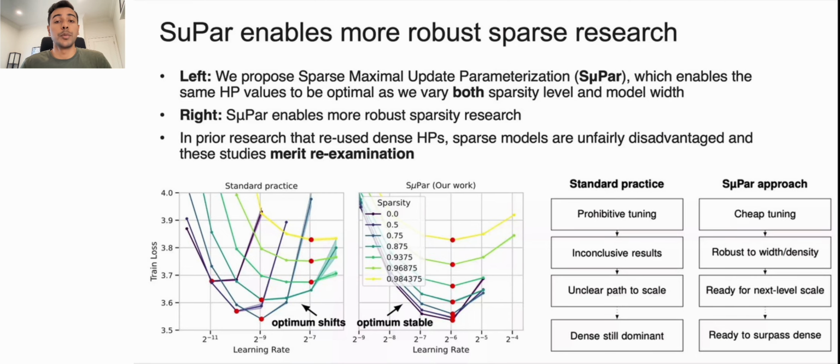SuPar enables more robust sparse research. On the left, we show that SuPar enables the same hyperparameter values to remain optimal as we vary both sparsity level and model width. In prior research that reused the dense hyperparameters, those sparse models were unfairly disadvantaged, and these studies merit reexamination. We think this is exciting because it means that published techniques for sparsity could already unlock more exciting gains than what they even published.